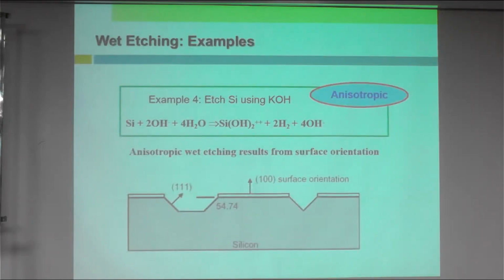Another example of etching: because we know that silicon has a crystal orientation, this kind of cutting is possible. So anisotropic wet etching results from surface orientation. We know the cutting of the wafer in what direction of the crystal, then we can manipulate that in order to get a certain shape of structure for the wafer.